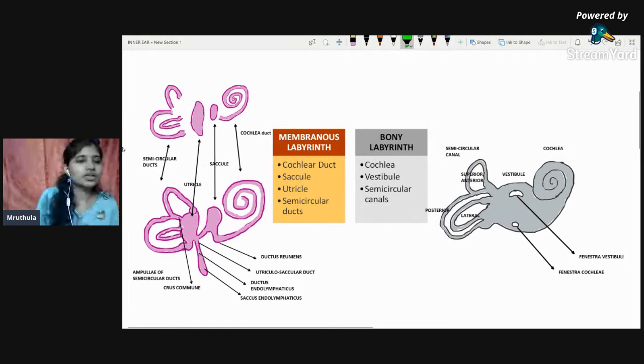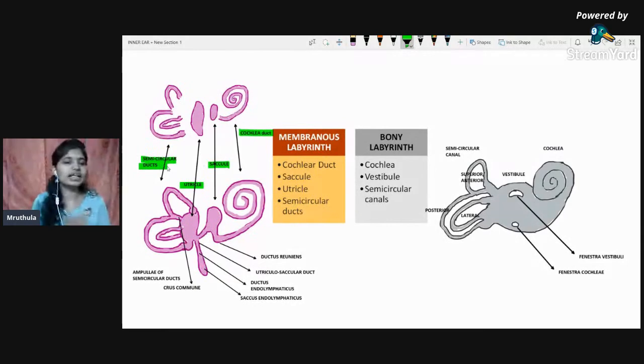Okay. So what are the four parts we mentioned? The cochlear duct, first part. Cochlear duct. It is a snail-like structure, as you can see in the diagram. Then we have saccule, which is immediately closer to the cochlea. Then we have utricle. So this is attached to the saccule, and this is a connection between the saccule and the semicircular ducts. Okay, so utricle mainly carries the openings of the semicircular ducts. Okay, so the other one is semicircular duct.